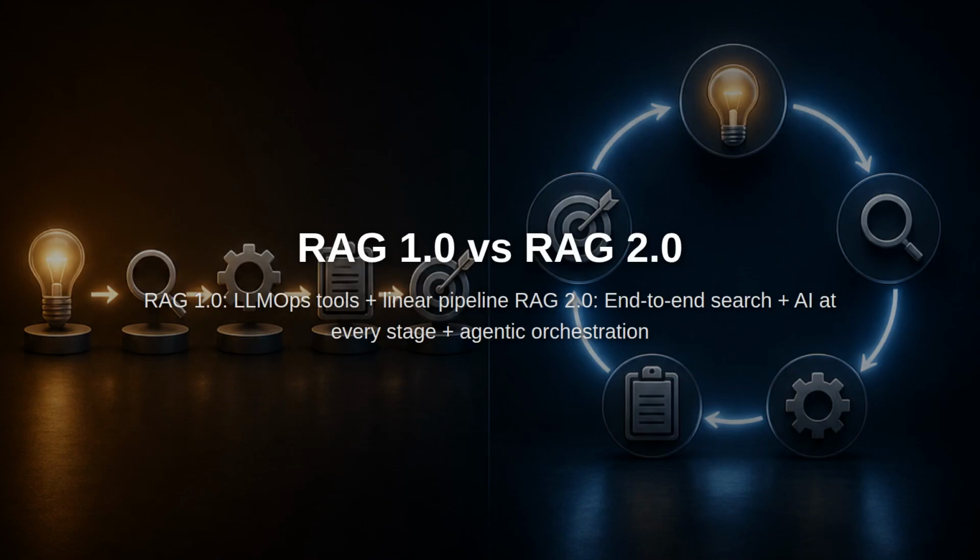Industry experts now describe this transition as RAG 1.0 to RAG 2.0. RAG 1.0 was built around LLM ops tools with a linear pipeline: chunk, index, retrieve, generate. RAG 2.0 is an end-to-end search system with AI models operating at every stage, including query rewriting, multi-hop reasoning, and dynamic source selection. Projects like RAGFlow have adopted this agentic architecture.